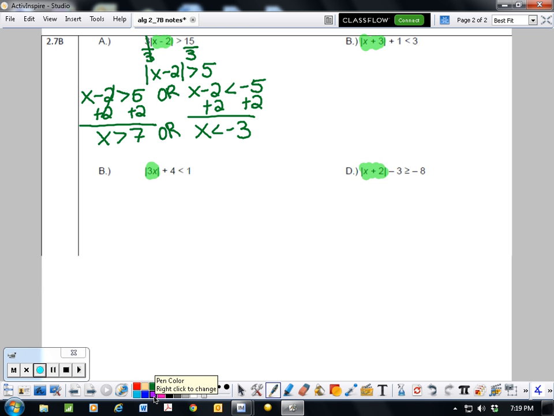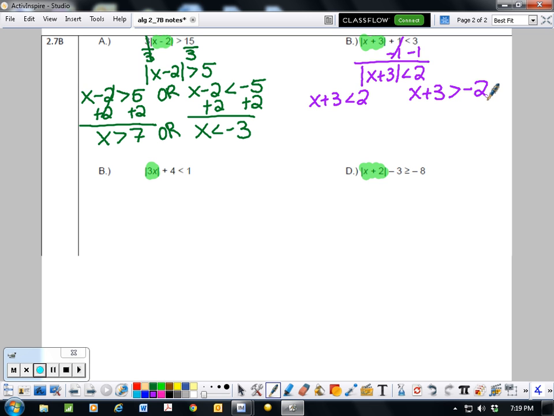On our second one, our absolute value is not by itself, so I need to move the 1. So now I have the absolute value of x plus 3 is less than 2. Now I separate it out: x plus 3 is less than 2, and then x plus 3, I flip the symbol, and I have a negative 2. Now, because the original symbol is less than, this is an "and" problem. And now I solve my inequalities. And there's our solution.